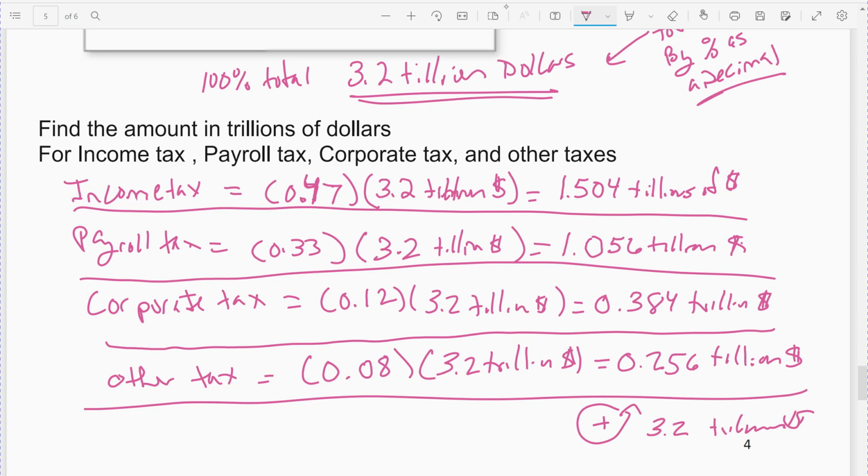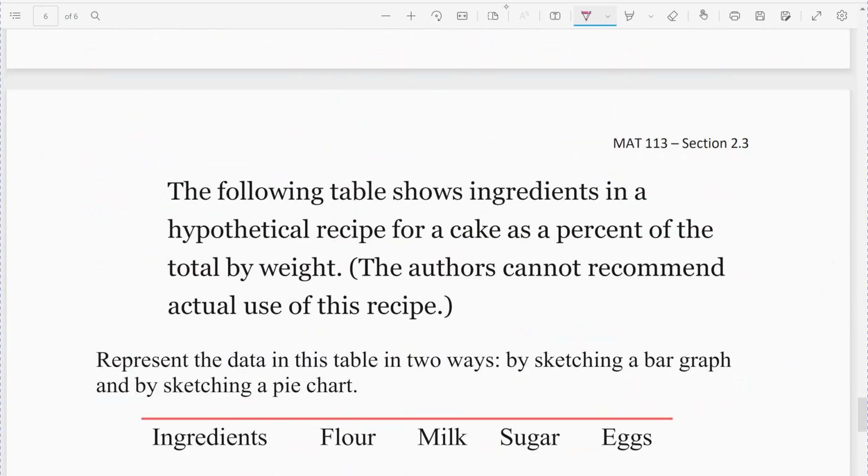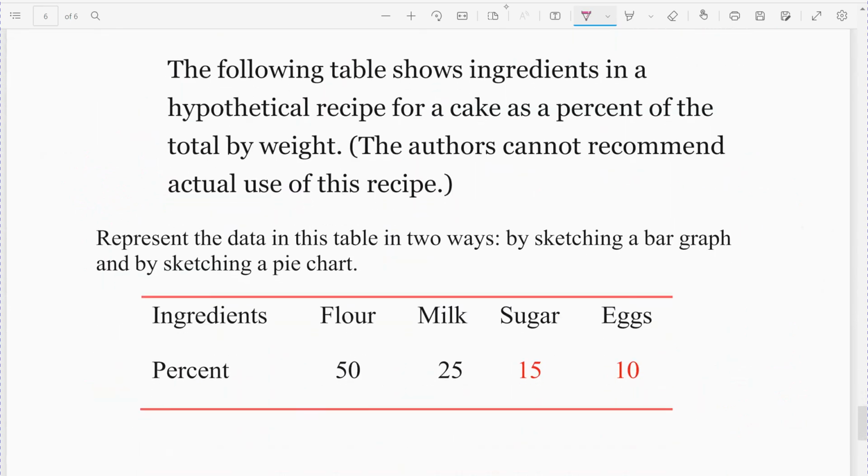All right, the last example is kind of doing a bar graph and a pie graph, kind of drawing them out. Again, you won't have to draw them by hand because this is an online class. You'll have to pick the right one, right? So the right one you'll have to choose. It'll be a multiple choice.